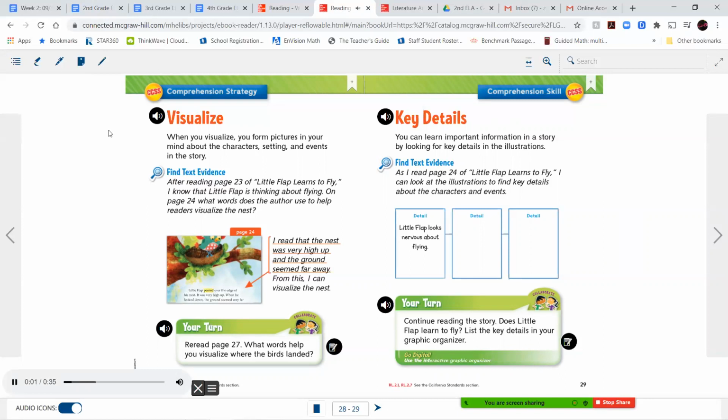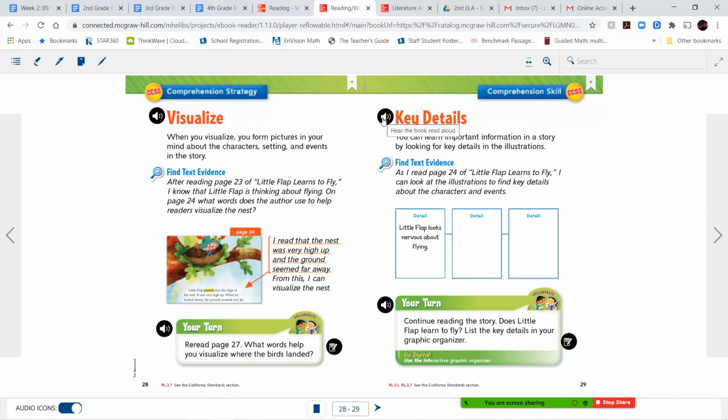Visualize. When you visualize, you form pictures in your mind about the characters, setting, and events in the story. Find text evidence. After reading page 23 of Little Flap Learns to Fly, I know that Little Flap is thinking about flying. On page 24, what words does the author use to help readers visualize the nest? I read that the nest was very high up and the ground seemed far away. From this, I can visualize the nest.